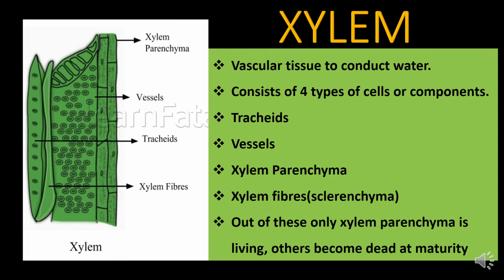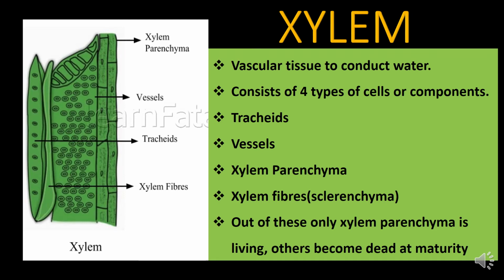The first type of complex permanent tissue is called xylem. Xylem is a kind of vascular tissue, as we have already discussed, and it is present in all vascular plants, excluding only the simple plants which do not have a vascular system to conduct water. So the basic tissue which conducts water in all advanced plants is xylem.